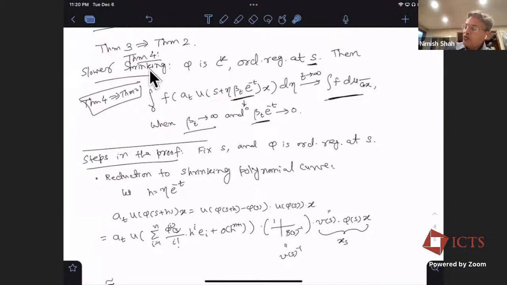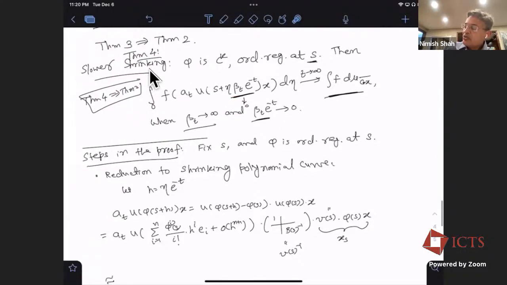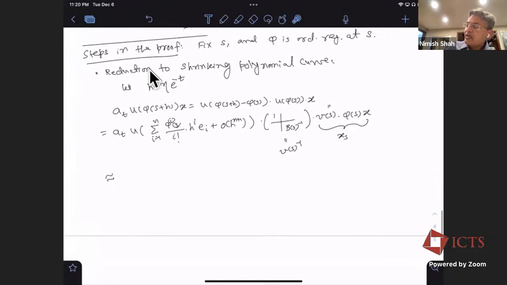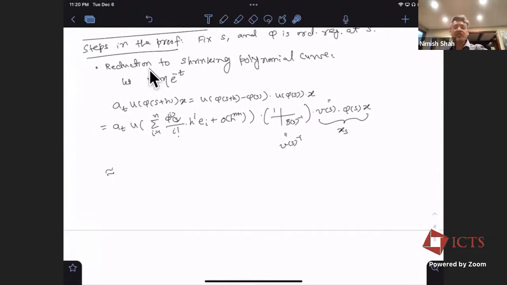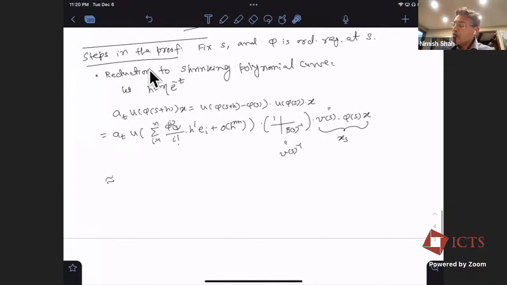And how do we prove all these theorems? To prove these theorems, first we need to do this approximation. And how do we do this approximation? You take any fixed S and assume that phi is order regular at S. We realize that as soon as phi is non-degenerate, it is order regular at all but finitely many points. So you don't worry about finitely many points. For the rest of the points, it's order regular.